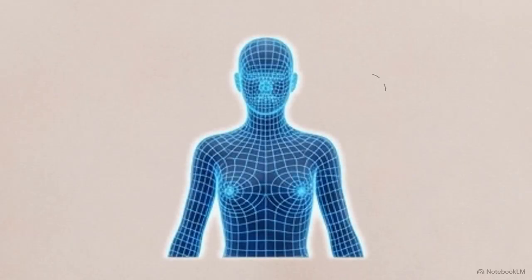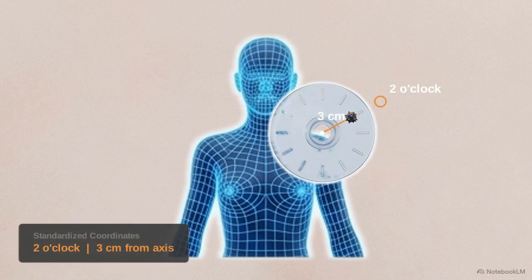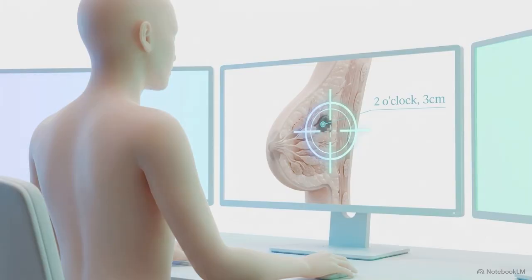When an abnormality is found within these boundaries, its location must be standardized before any imaging occurs. This is done using the clock face method. Precise anatomical mapping and standardized spatial documentation form the required baseline. Radiologists use these exact coordinates to calibrate their search.